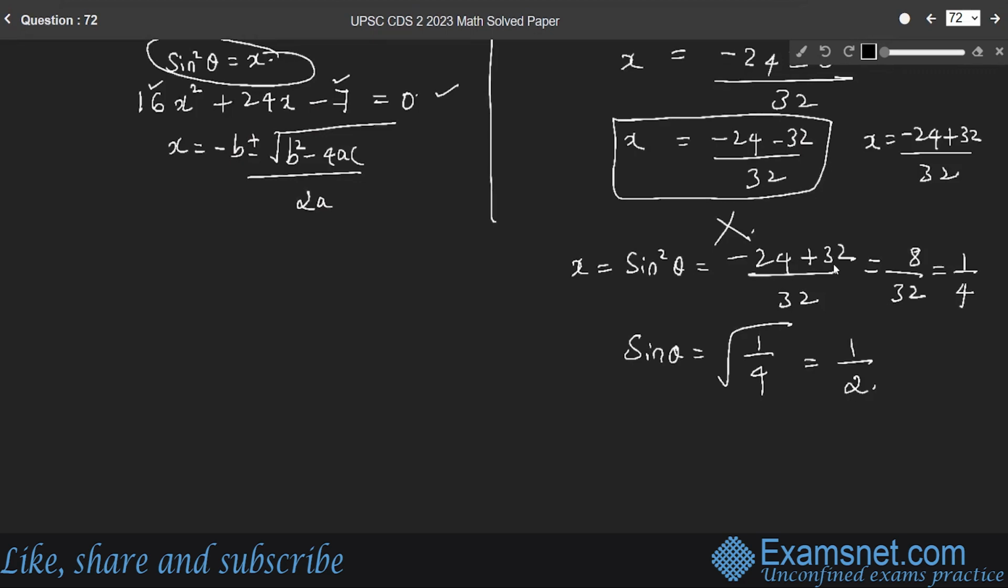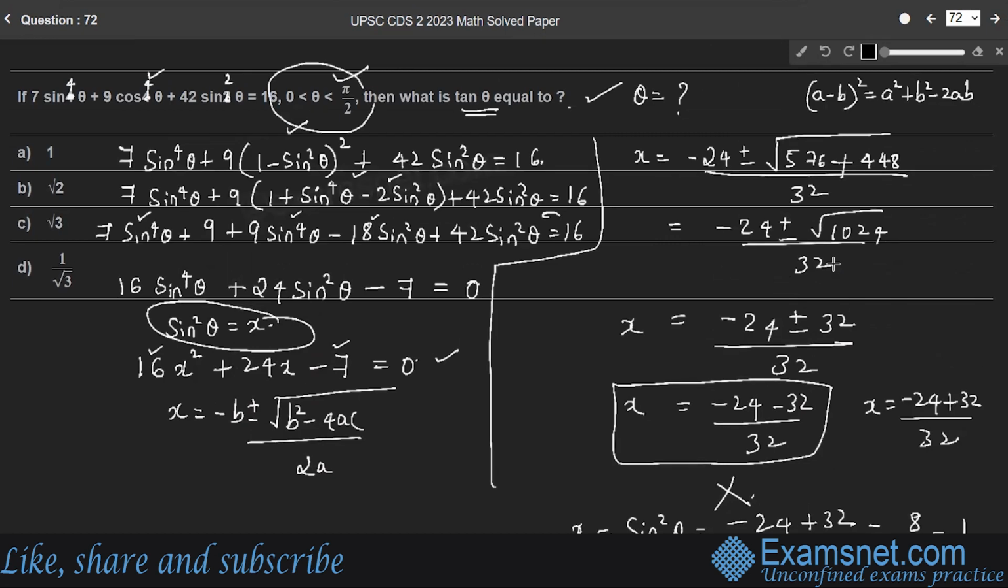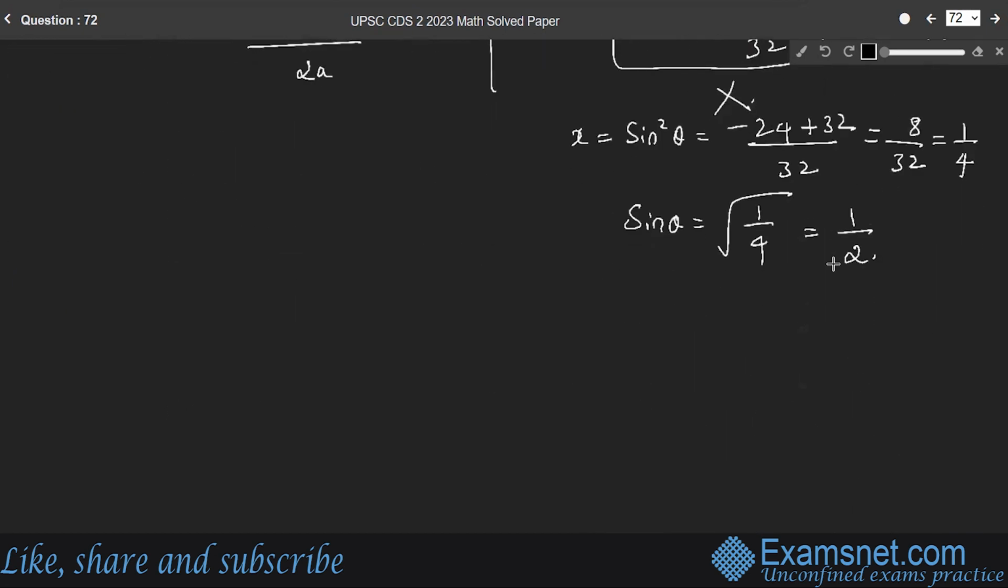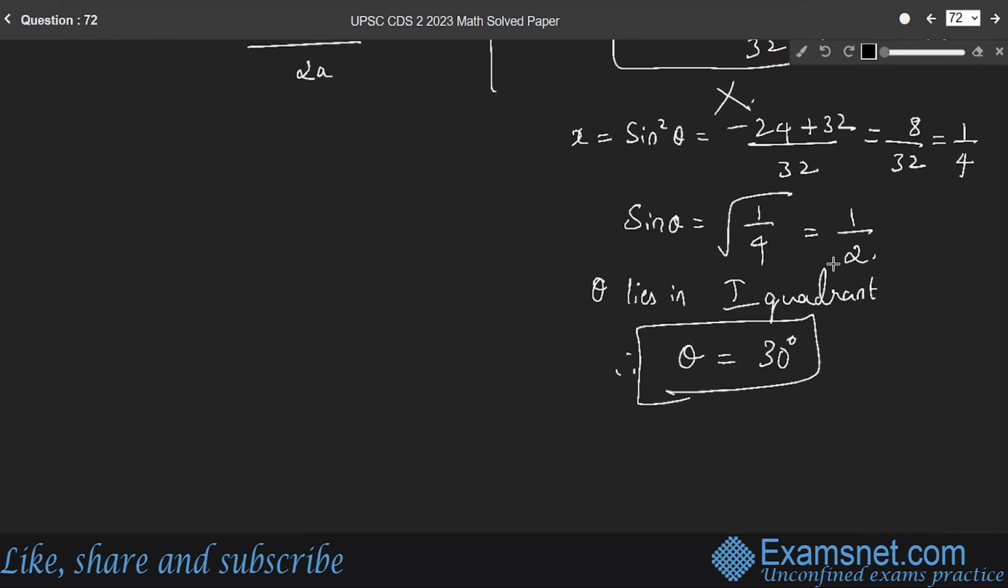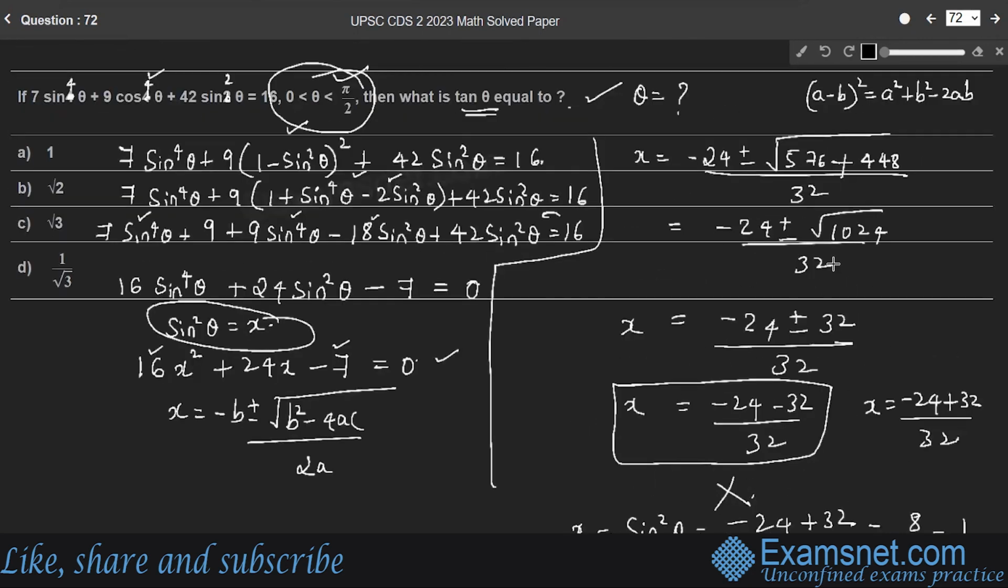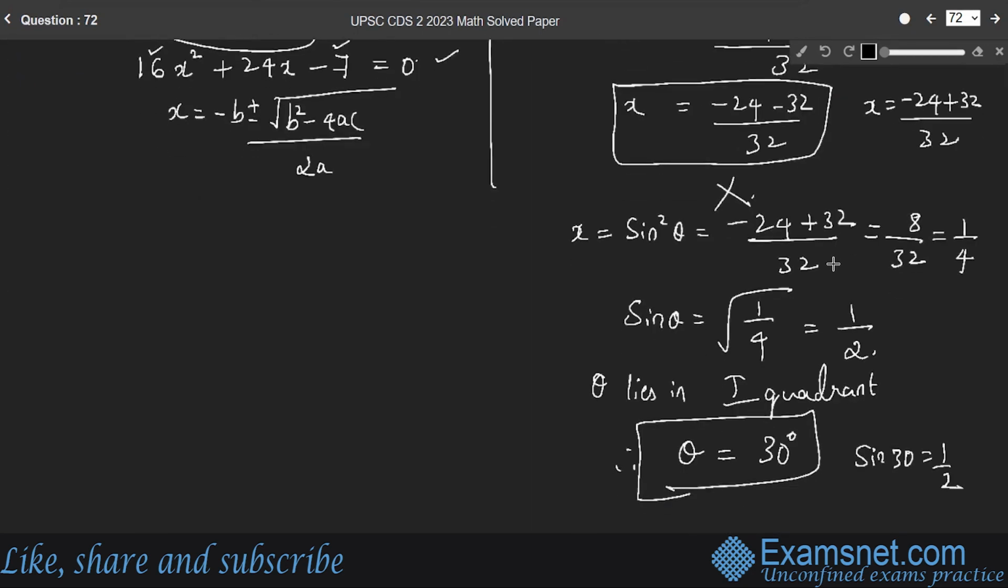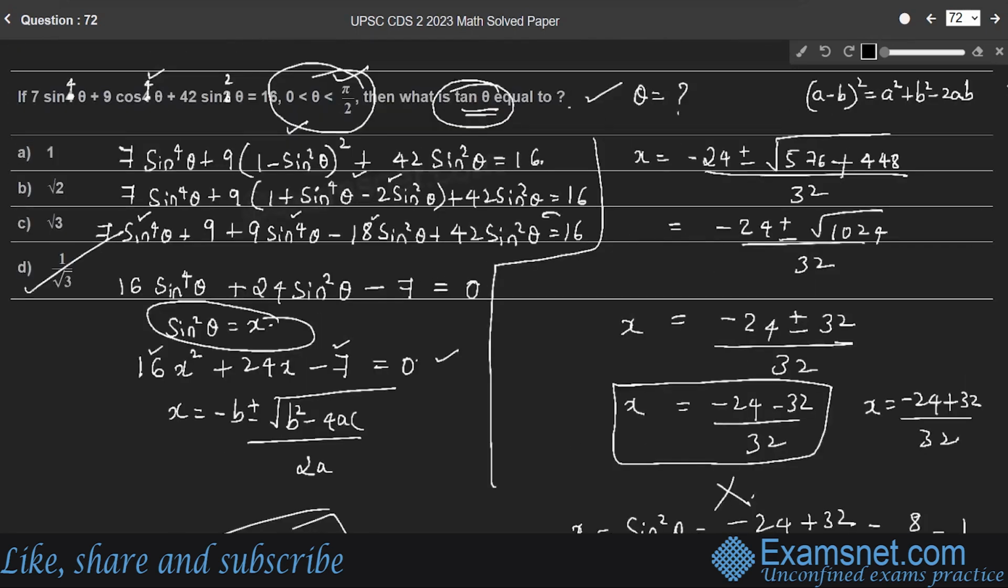Sine theta is 1 by 2. Therefore, here theta lies in first quadrant, 0 to 90. So what is the value of theta? Sine theta is 1 by 2. That means theta is 30 degree, because sine 30 is 1 by 2. Therefore, theta value is 30 degree. We need tan 30. Therefore, what is tan 30? Tan 30 is 1 by root 3. So 1 by root 3 is the answer. Option D is the right answer.